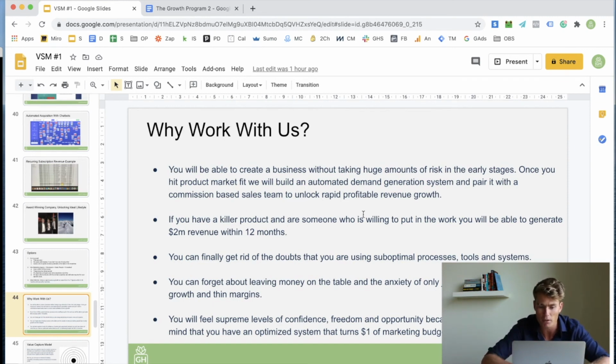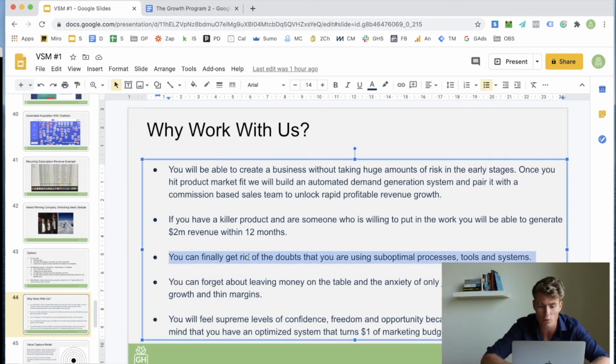If you have a killer product and someone who's willing to put in the work, you can generate 2 million in revenue within 12 months, okay? If you really put in the work and you really knuckle down with these systems, they do take a fast track to success. So that is something that you will be able to achieve.